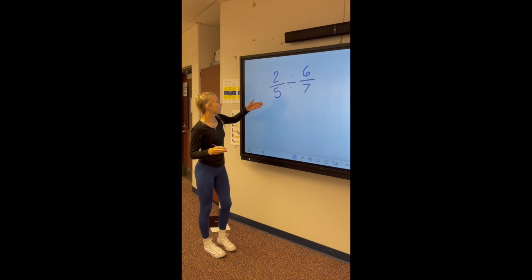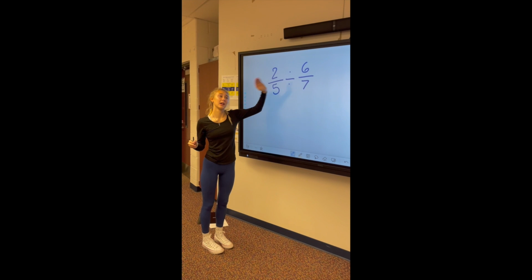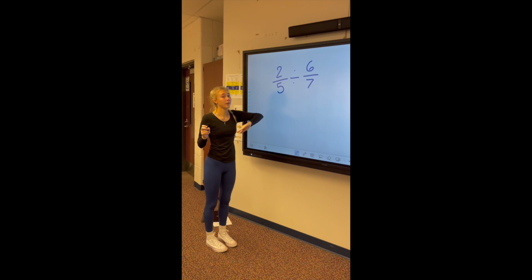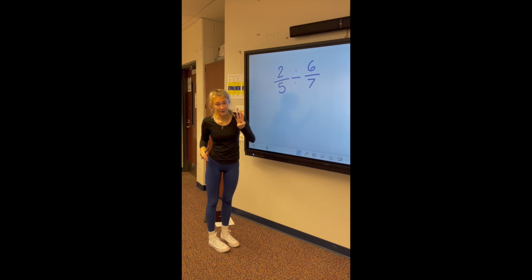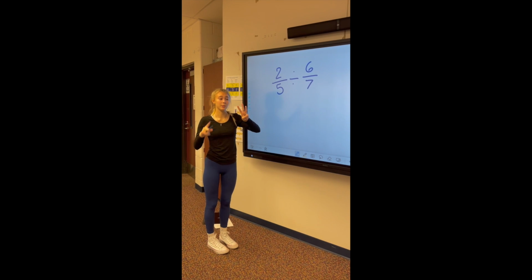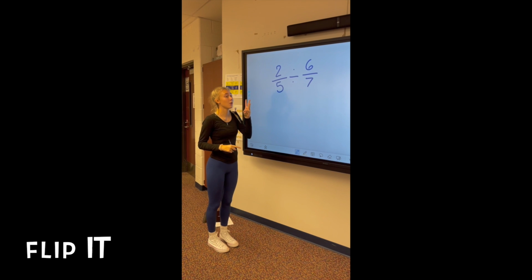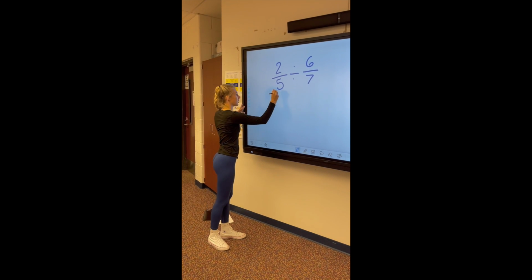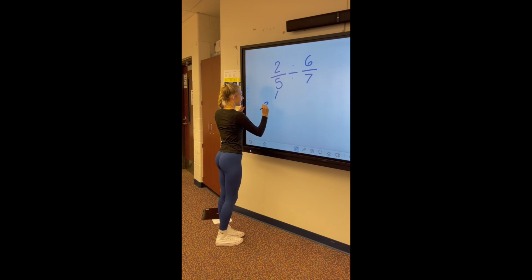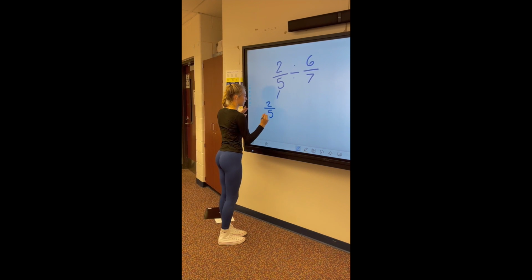All right, now let's actually get into the problem. So here we have 2/5 divided by 6/7. So our first step, okay, there's 3 steps to dividing fractions that you need to remember. Keep it, change it, flip it. So our first step is keep it. So we keep this the same, 2/5.